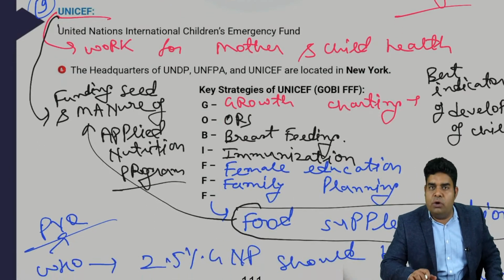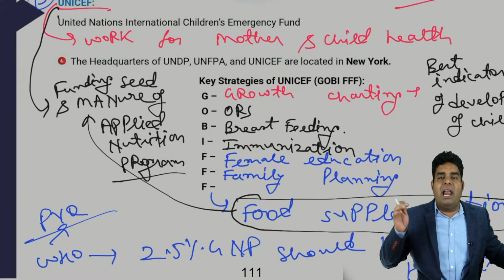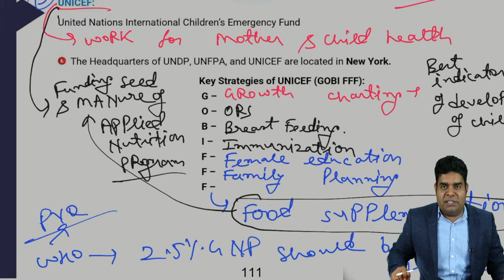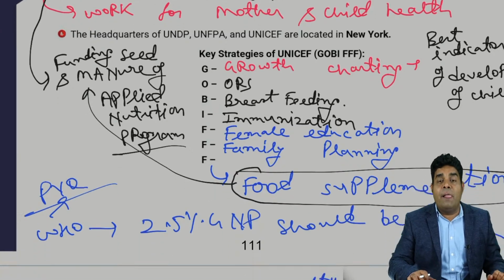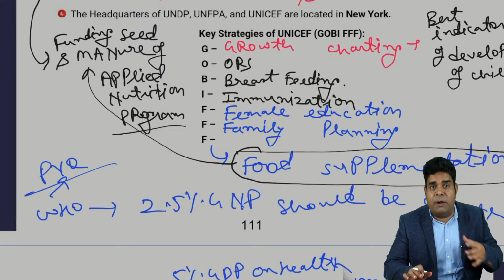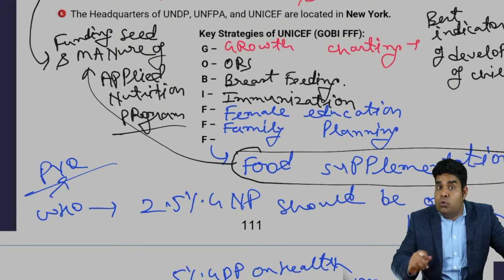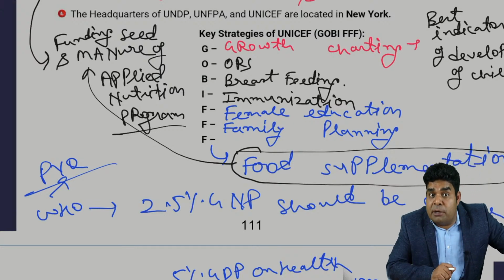G stands for growth charting, O for ORS, B for breastfeeding, I for immunization. And what is triple F? First F, female education. Second F, family planning. Third F, food supplementation. And because food supplementation is one of the Fs, they have asked it in NEET: who funds seed and manure of applied nutrition program?